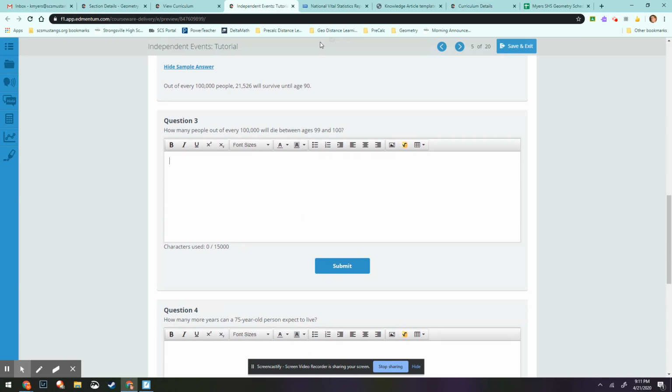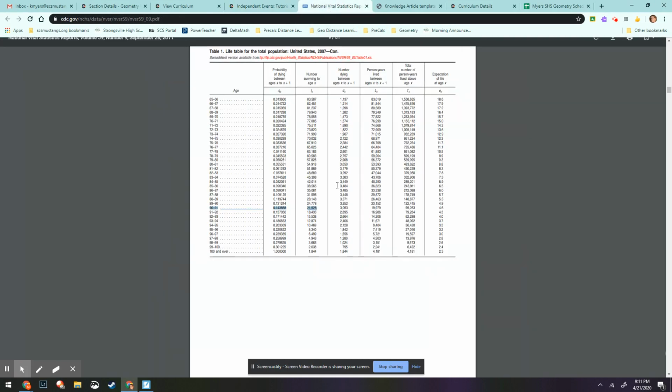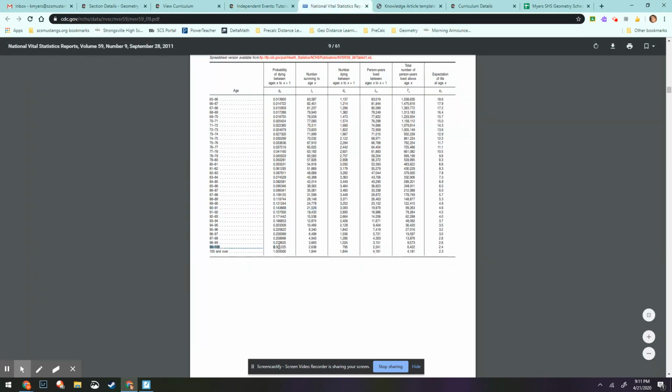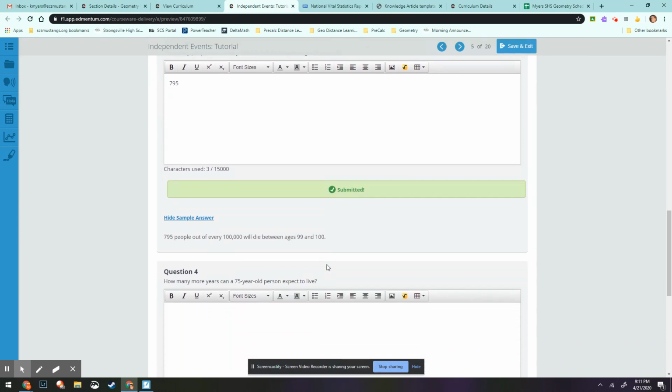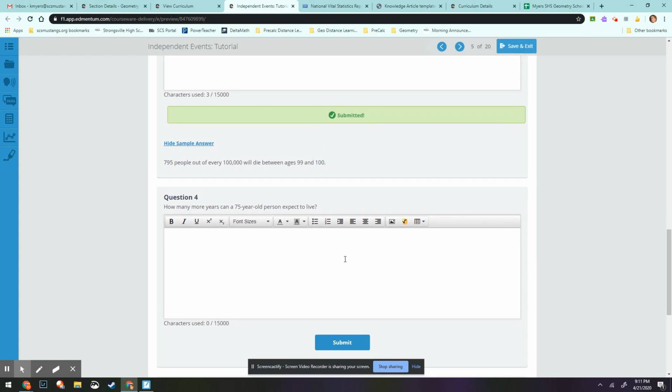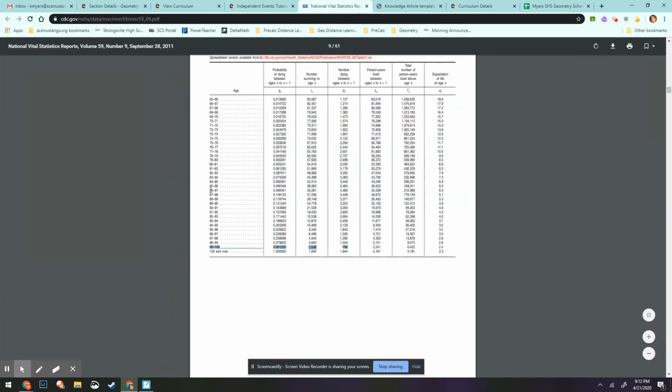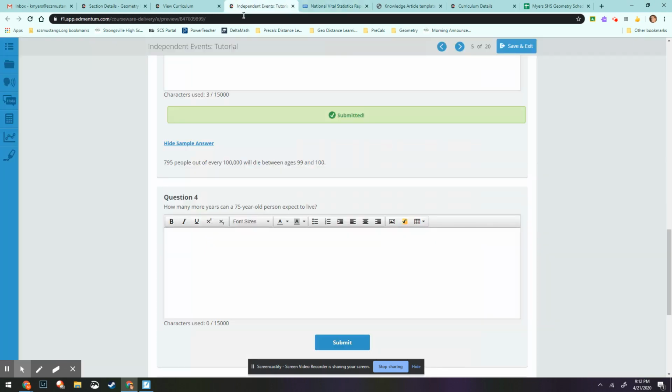Question 3. How many people out of every 100,000 would die between ages 99 and 100? So if we come over here, it's the third column, or I guess that's the fourth column. And 795 people would die between ages 99 and 100. So that's what we're going to put in here. Submit. Yay. Okay. How many more years can a 75-year-old person expect to live? We go back up here to 75, and all the way down at the end, it looks like a 75-year-old could expect to live 11.7 more years.